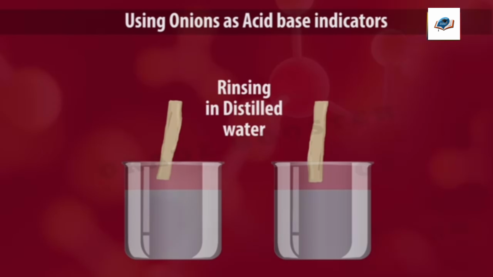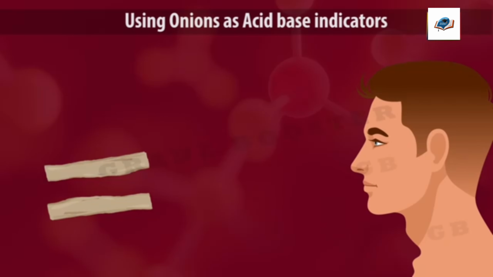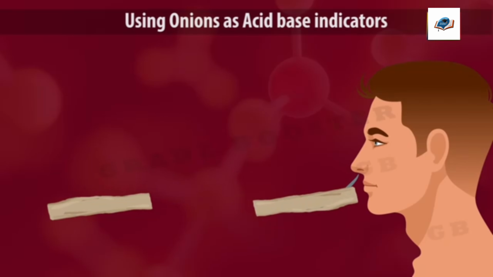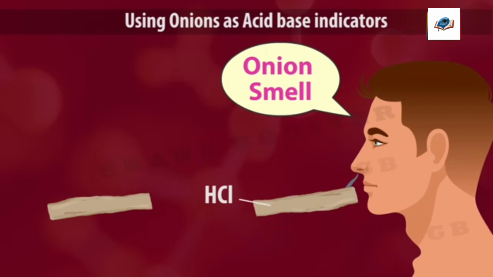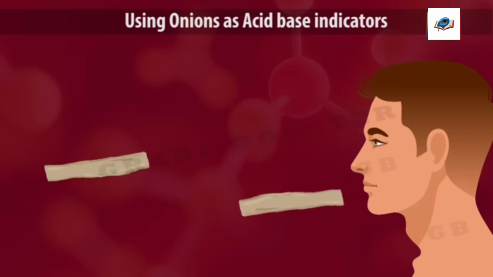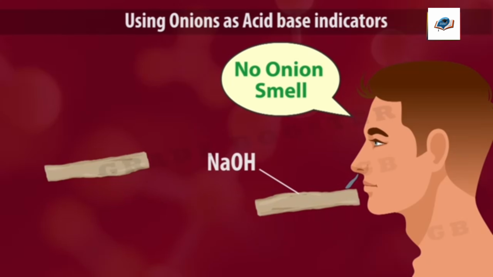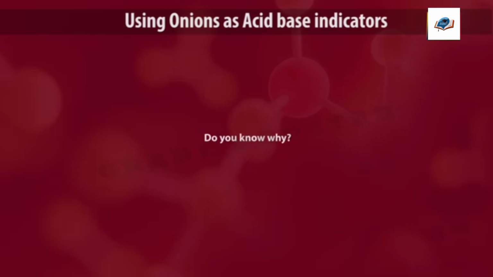We have to rinse them off completely. Do you know why we need to rinse them in distilled water at this step? If you know the answer, please write it in the comment section. Now once again smell the 2 strips. The strip to which HCl is added gives the same onion smell. But the strip to which sodium hydroxide is added does not give any onion smell. That means it lost its onion smell.